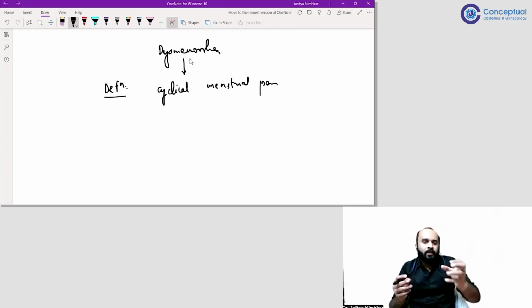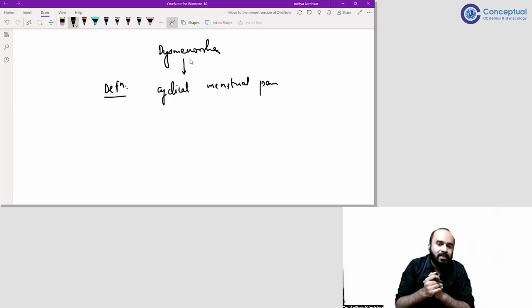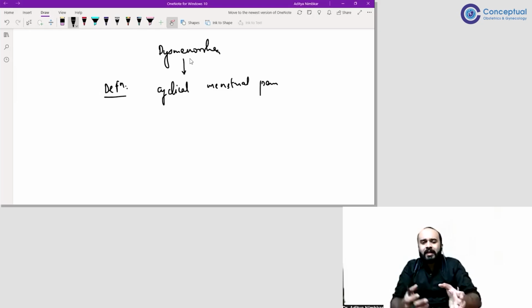It can be dysphagia, which is difficulty in swallowing, dyschezia, that is difficulty in passing stools. Similarly, dysmenorrhea. Menorrhea is a longer term for menses, so difficulty in menstruating is called dysmenorrhea, and hence it is basically cyclical menstrual pain.